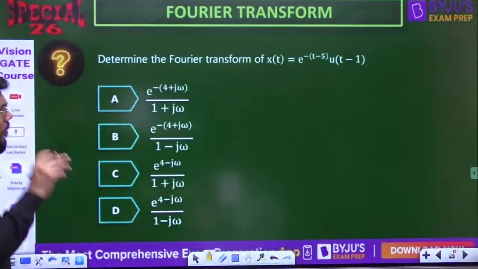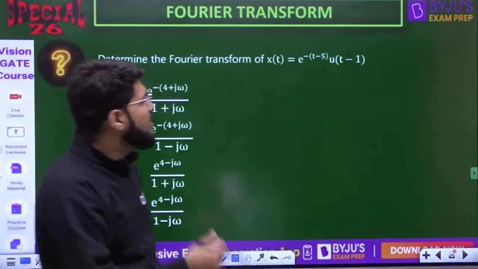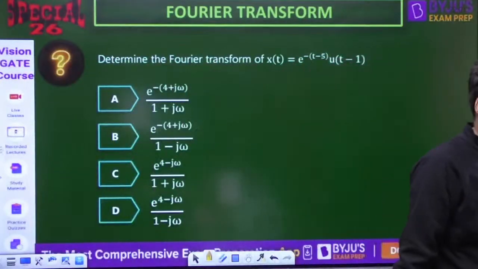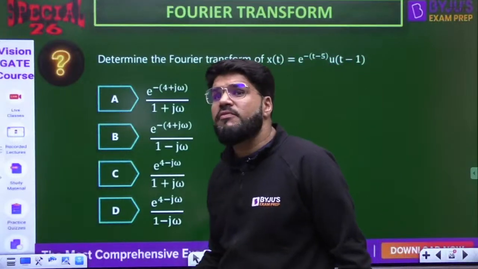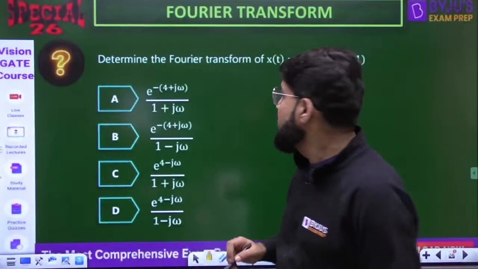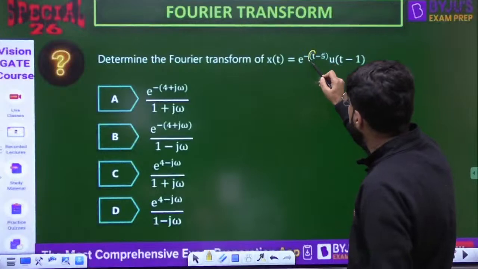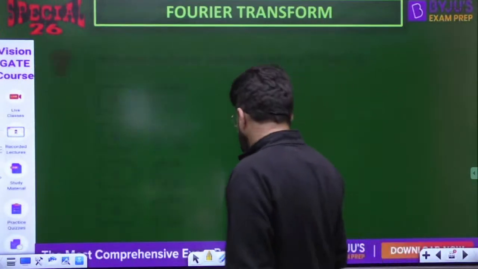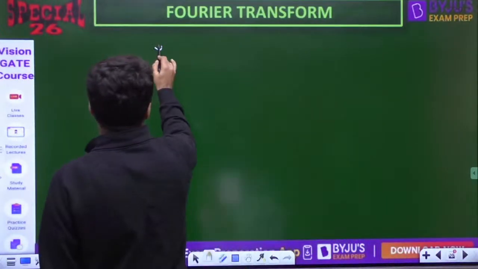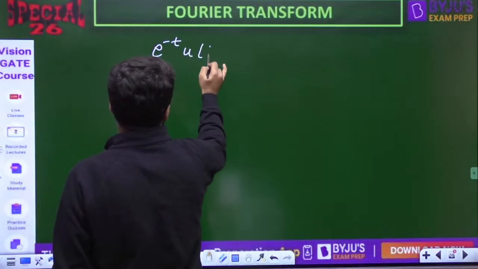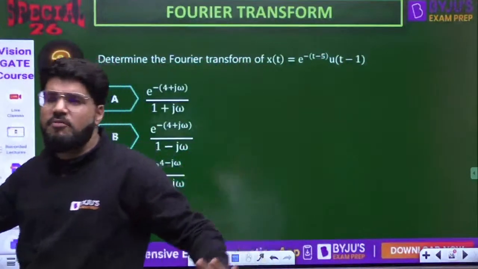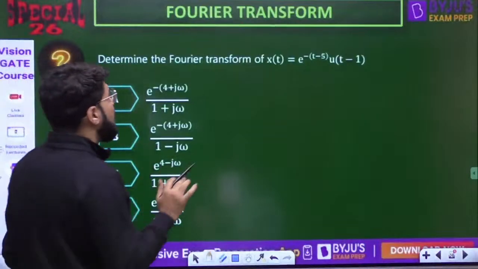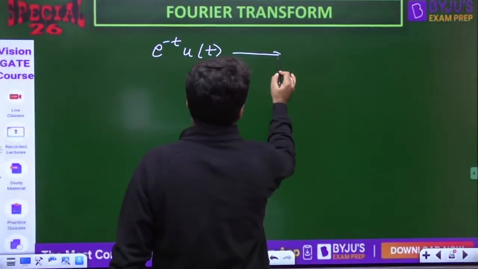All right. Now, a property-based question: the Fourier transform for e power minus of t minus 5 u of t minus 1. We know e power minus a t u(t), and here we will use it with a equal to 1. So what should be the Fourier transform for e power minus t u(t)? Forget the time shifting for a moment. Definitely the question is taking you towards time shifting, but forget it here.